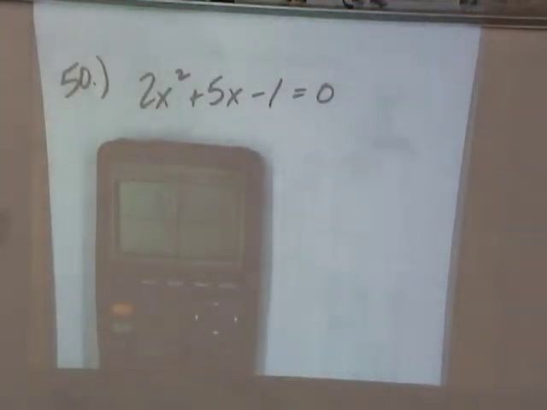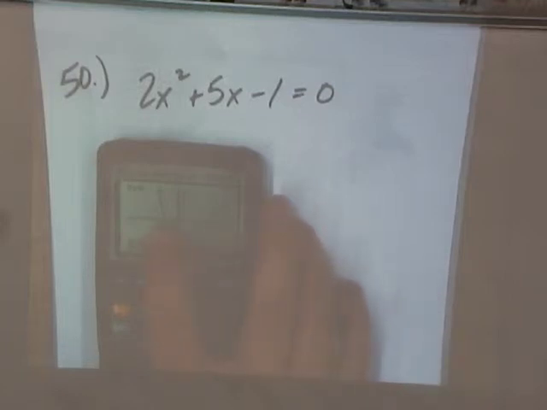So we need to find the intersection point. That's why we had to put something on y2. Y equals 0 is the x-axis. So, second calc, intersection. Let's find the one on the left first, just because that's how we read, left to right. Move the cursor close to that intersection point and then hit enter 3 times.